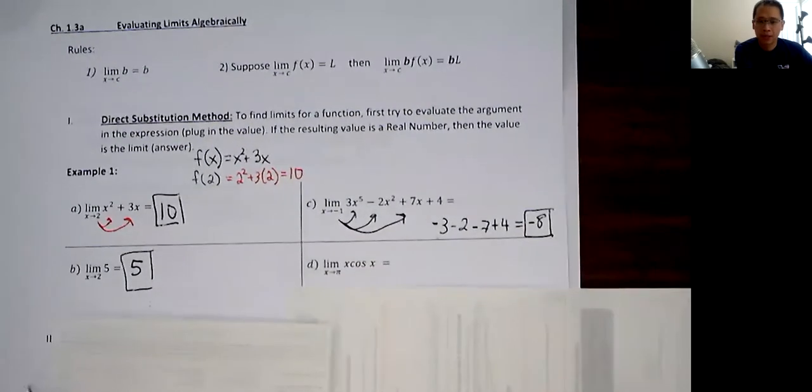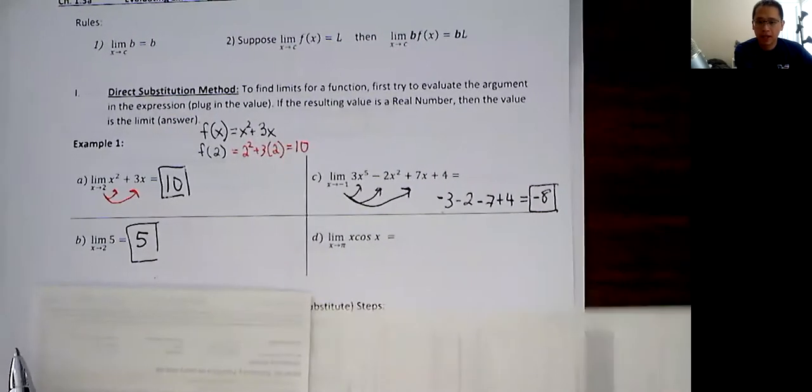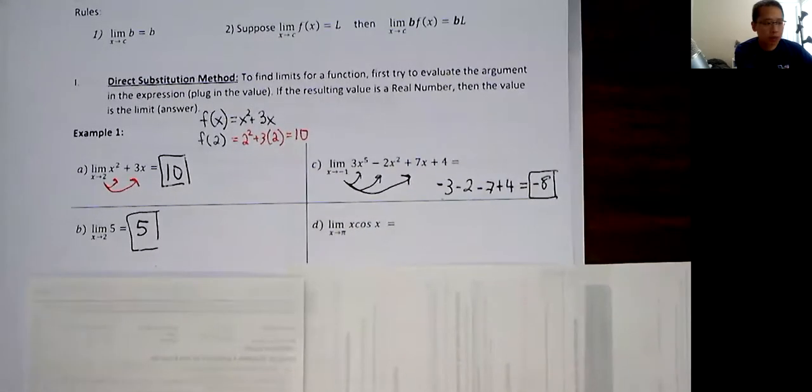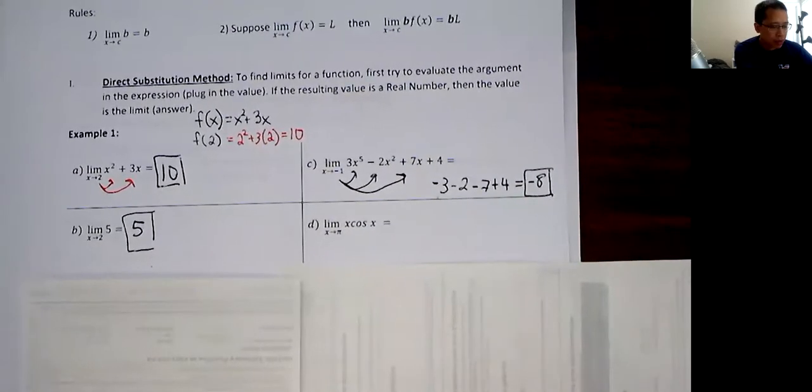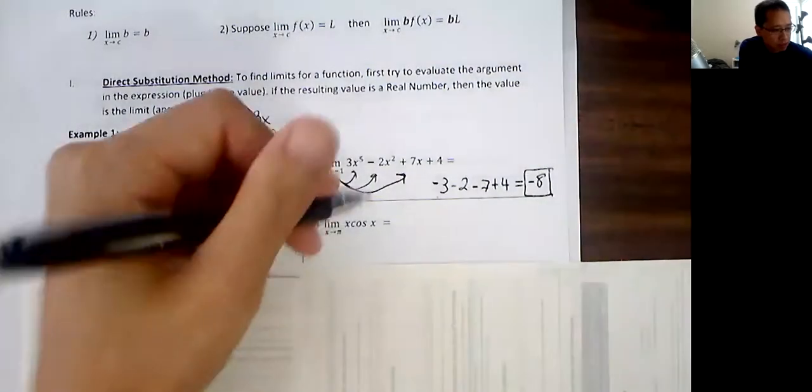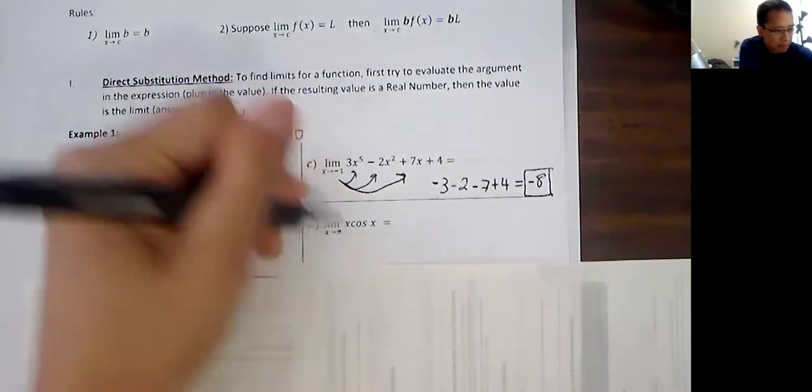Right. Part D, limit of x cosine of x as x approaches pi. Same idea, replace all the x's with pi.